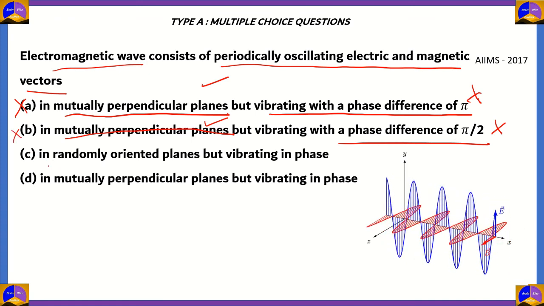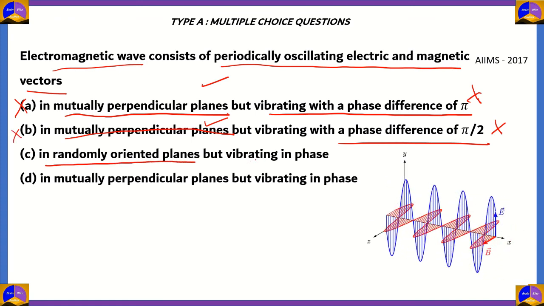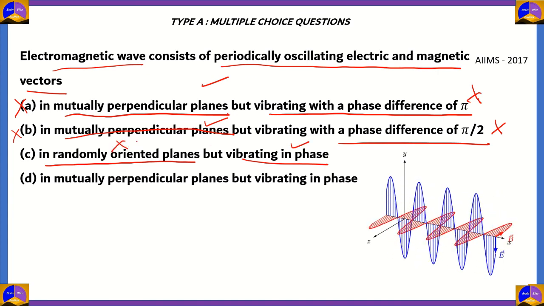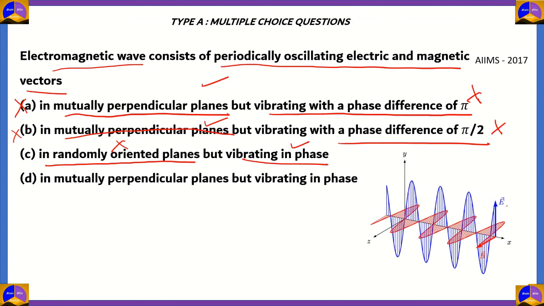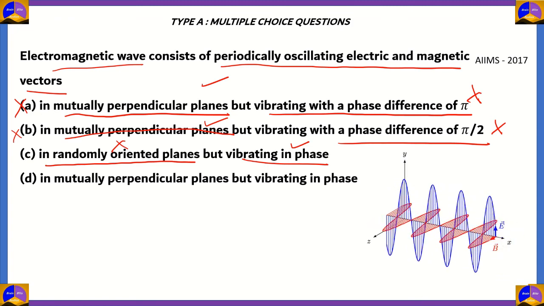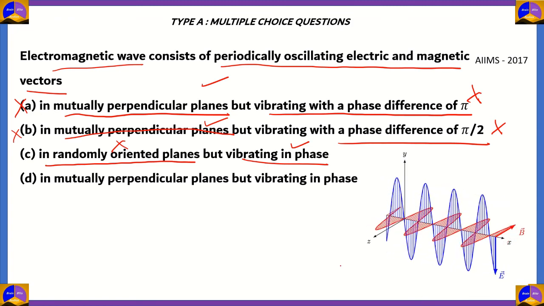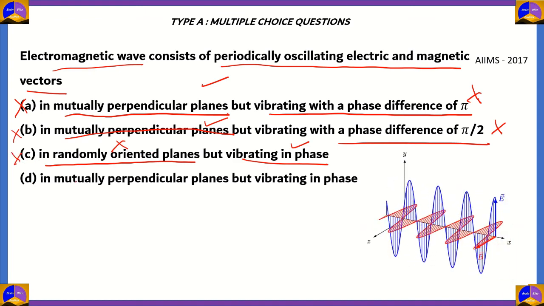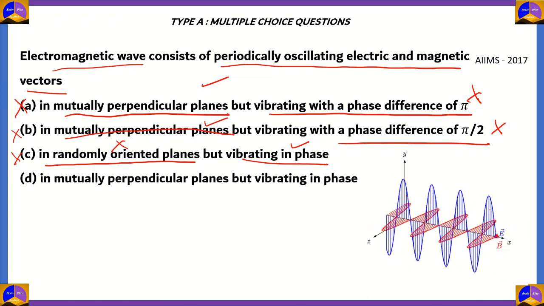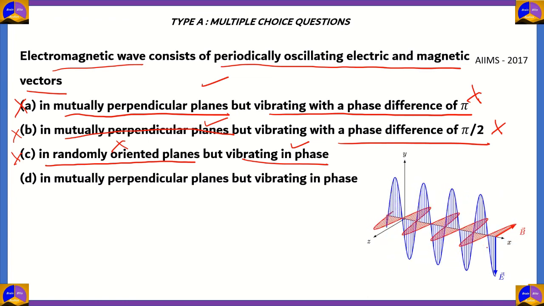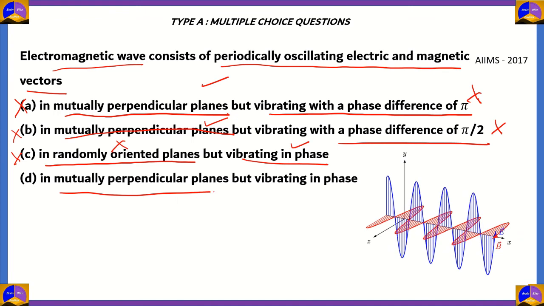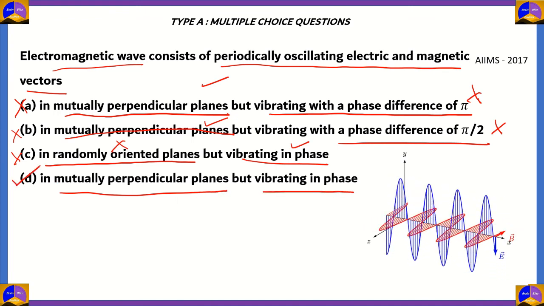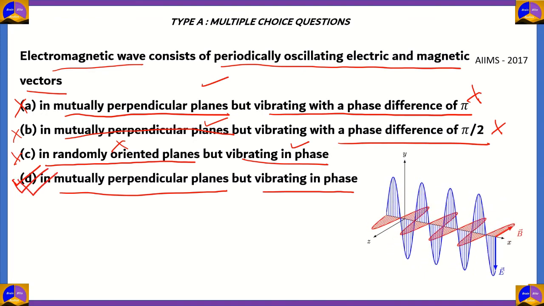Option C says randomly oriented planes but vibrating in phase. The phase part is correct, but the statement is incorrect because if you notice, the electric field and magnetic field are perpendicular to each other. So therefore, they're not randomly oriented. So option C is incorrect. The right answer, which captures this motion of an electromagnetic wave, is mutually perpendicular planes and vibrating in phase. Option D is the right option.